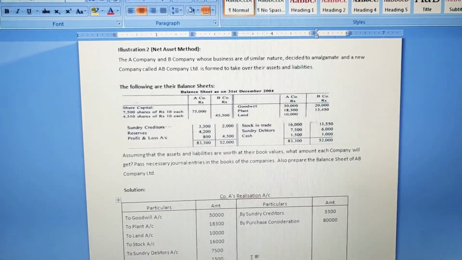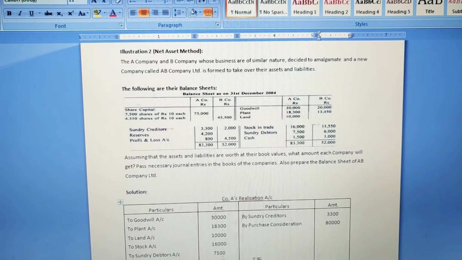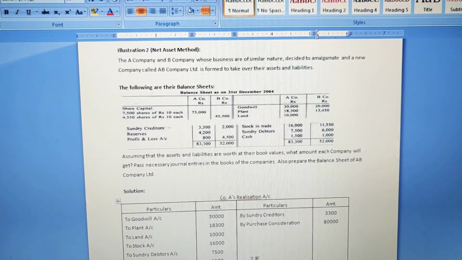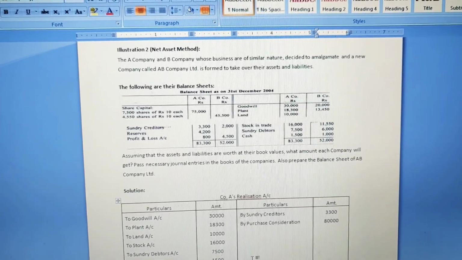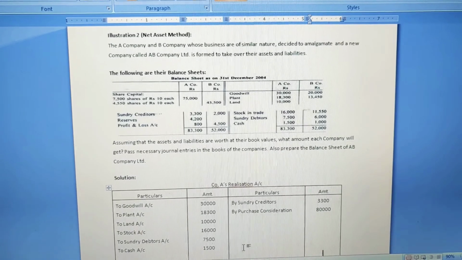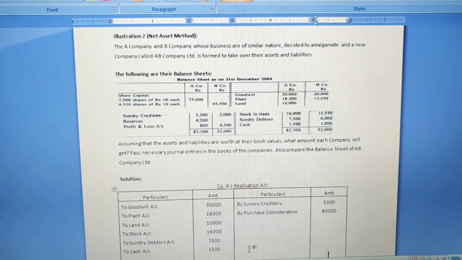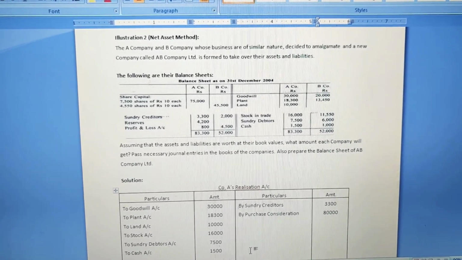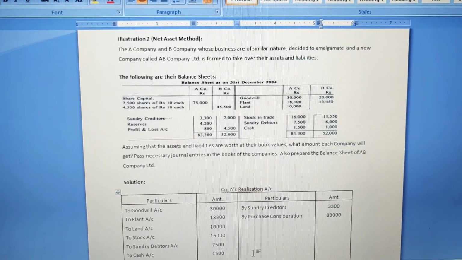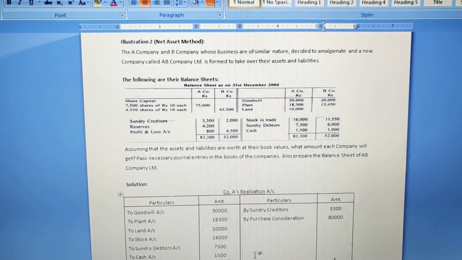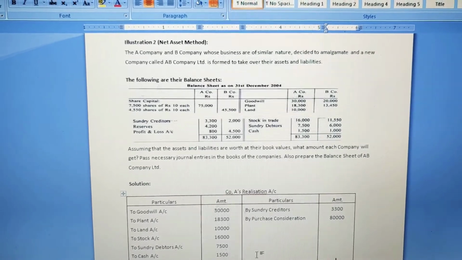Okay, so in this question, what is given is that A Company and B Company, whose businesses are of similar nature, decide to amalgamate, and a new company called AB Company Limited is formed to take over their assets and liabilities. So here two companies are winding up, and a new company, AB Company Limited, is forming. So AB Company is the transferee company, and A and B Company, both separate companies, are the transferor companies.